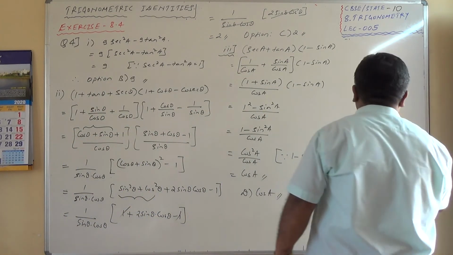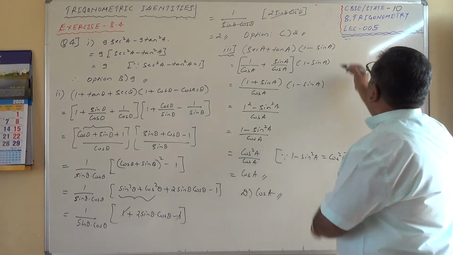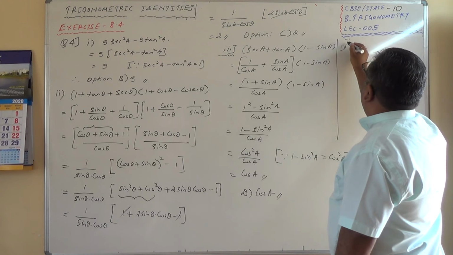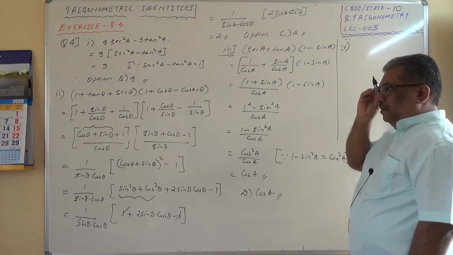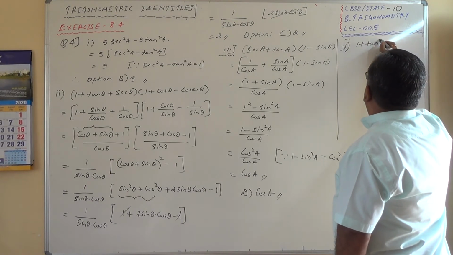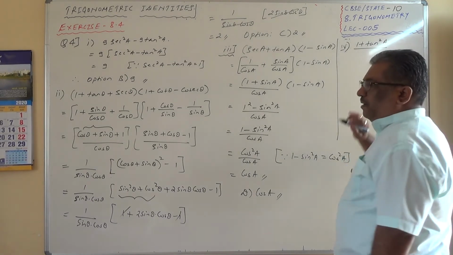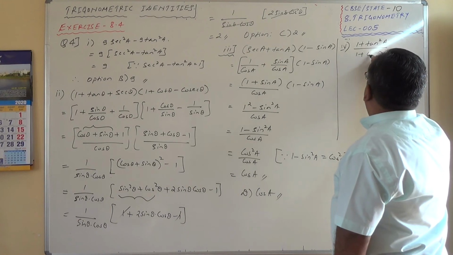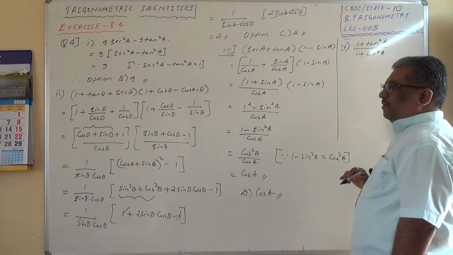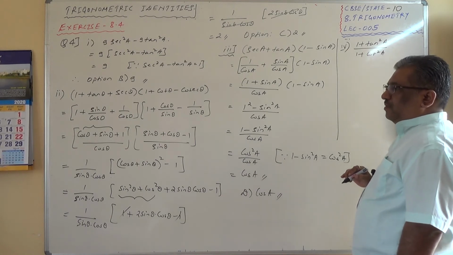Next, fourth one: 1 plus tan square A divided by 1 plus cot square A. Options are sec square A, minus 1, cot square A, tan square A. Let us solve.